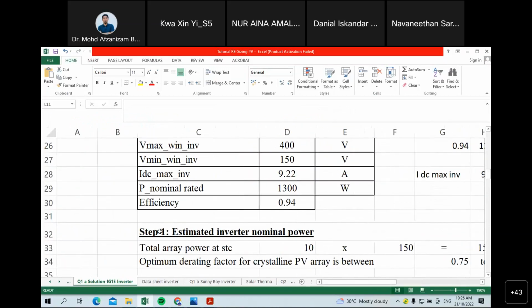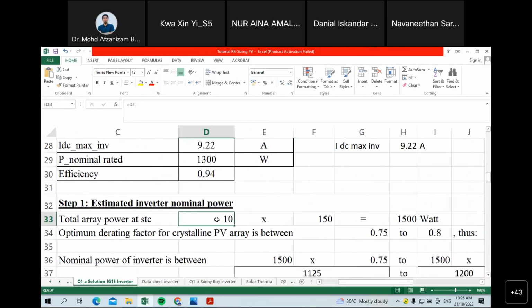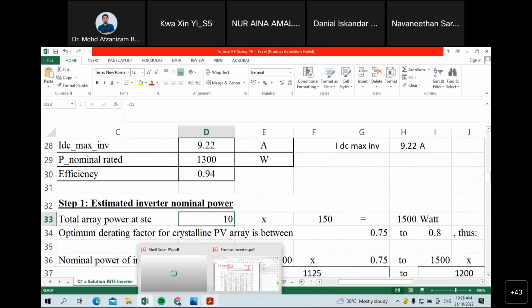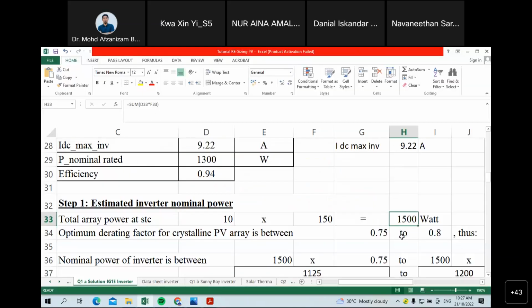So how to estimate inverter nominal power? Okay, guys, since we have the total array power at STC of 150 for our PV, based on this question, and we have 10 PV modules, then we select the 150. So 10 times 150 is 1500 watt. That's the maximum.